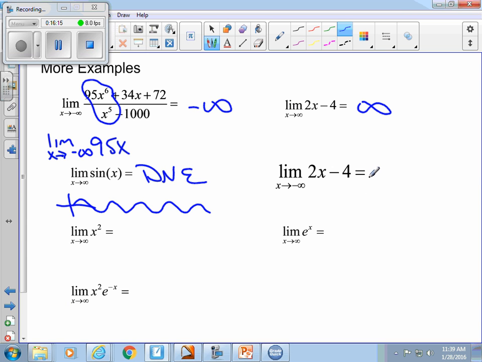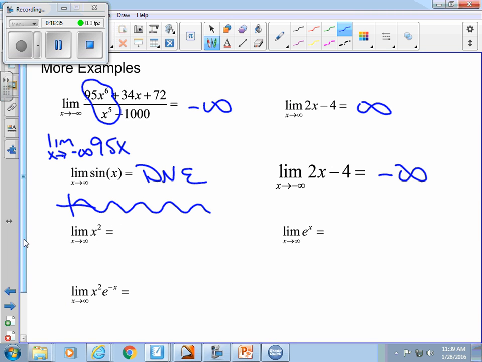Negative infinity. Okay. Why negative infinity? 2 times negative infinity is still going to give me a negative infinity. How are we doing on infinity limits so far? Good?